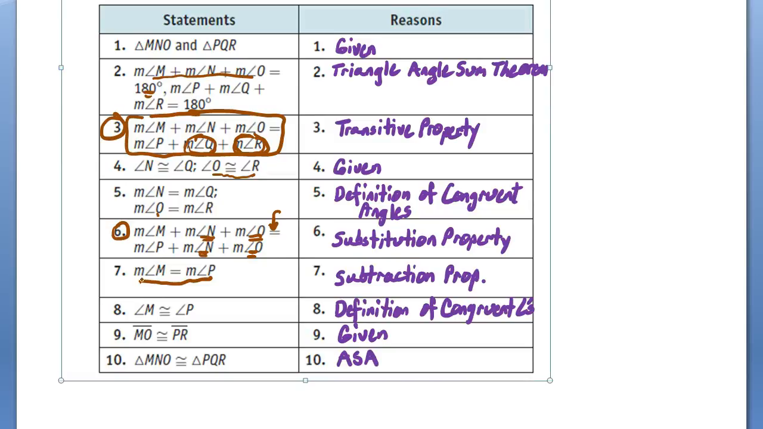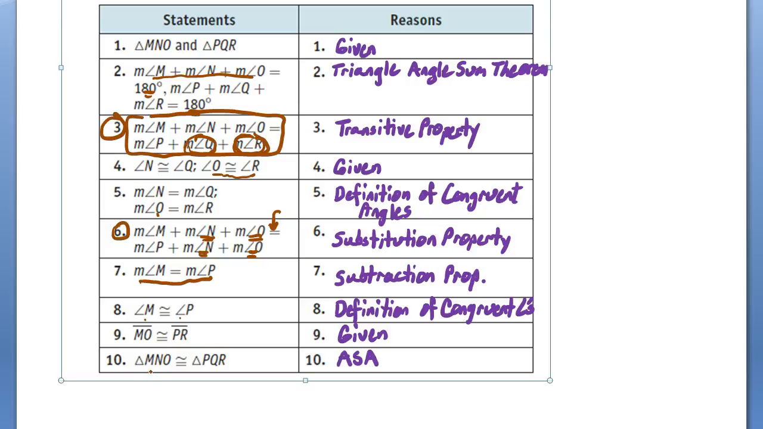Next step. If the measures of two angles are equal, we can say they are congruent. Again, that's the definition of congruent angles. We had used this earlier in this same proof. There was one more piece of given information that we hadn't yet written down as one of our statements, and so you see that here.